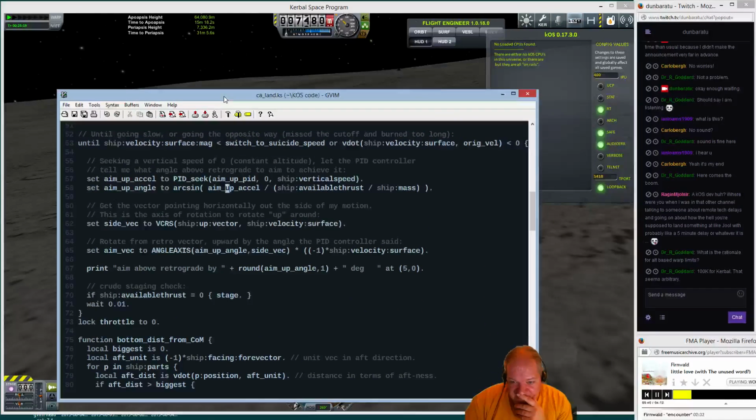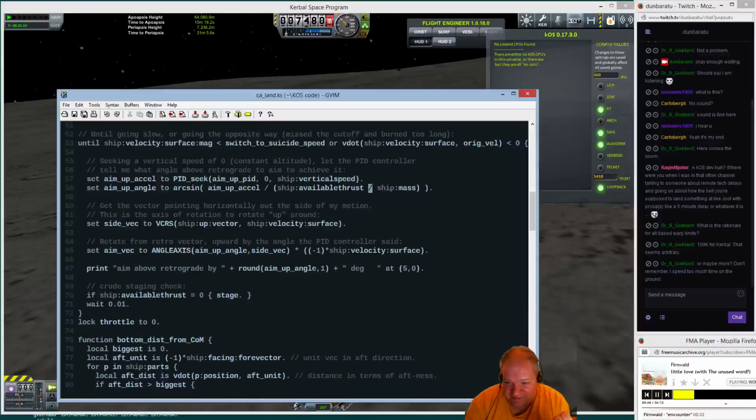I might as well put this up here. So supposedly I divided by 0 here. Why might that be? Well, the ship mass isn't 0. The available thrust... It didn't stage yet. Because it didn't stage yet, the engines weren't on, and therefore the available thrust wasn't there.